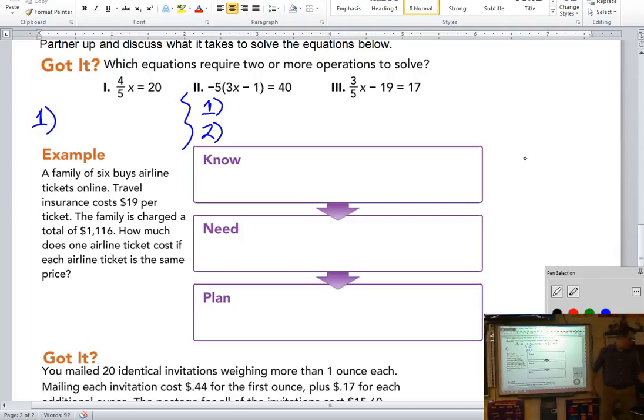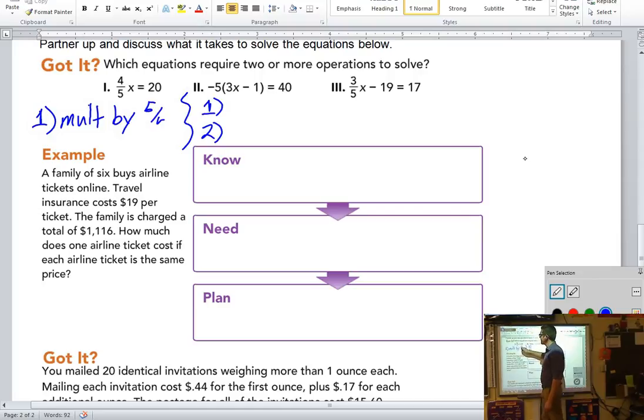So I want to make sure that we understand what we're doing. Joe, if I asked you, what does it take to solve number 1? How do we solve it? What would you do to solve it? Now, dividing by a fraction, we technically try to avoid that. What does division by a fraction turn into? Yeah, so we would multiply by 5/4 on both sides.